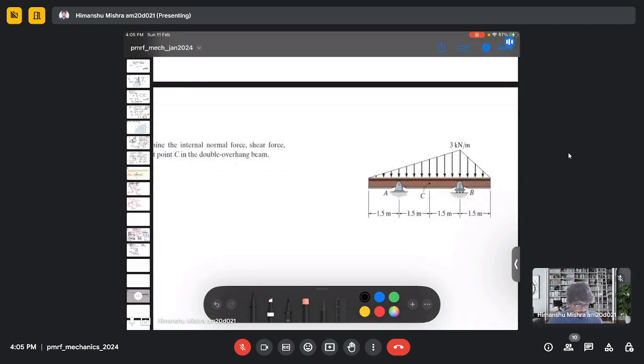So again, now we have a uniformly varying load. We have a load which is again linearly varying, but now it is varying in both the left and right hand direction, and this is an overhang beam. So we need to find the shear force and moment at point C.